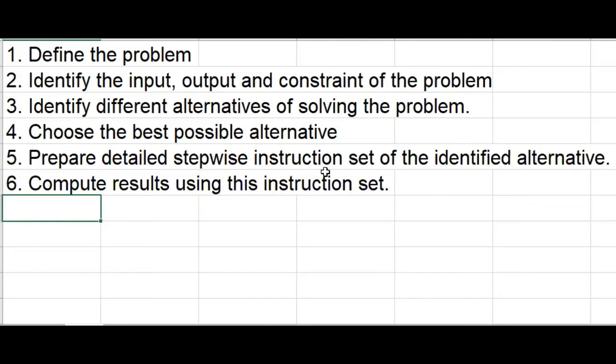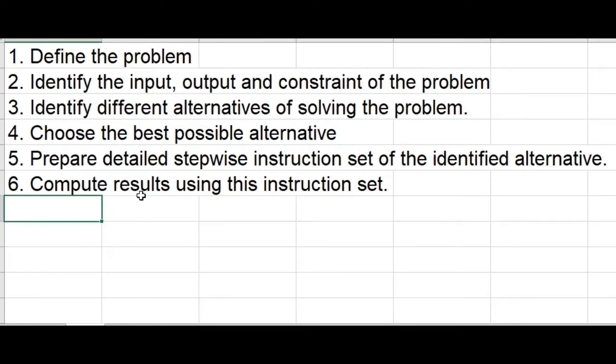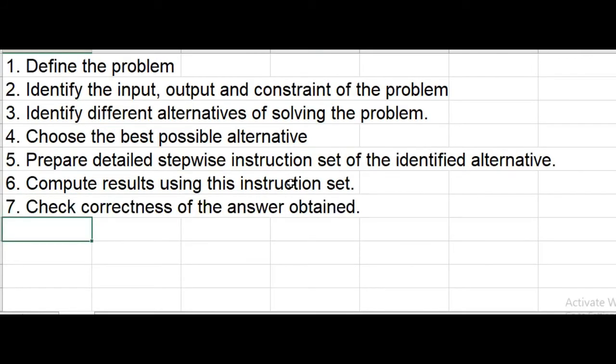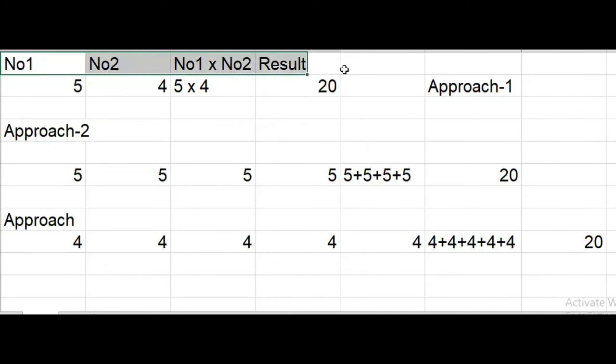Then the next one: compute the result using this instruction set. Now it's time to get the output. That is the computation part. After preparing this program, we are supposed to check whether it is giving the correct output or not. So this is the checking process: compute the result using the instruction set. Then the seventh step is, whatever answer we have got in this program, we have to check the correctness of the answer. So this is one very simple small example.